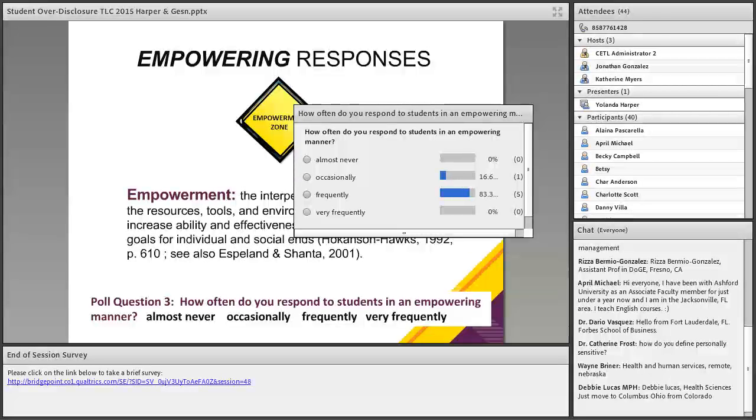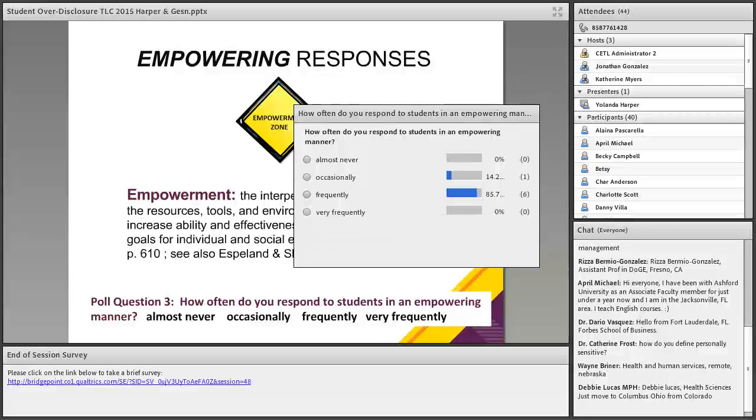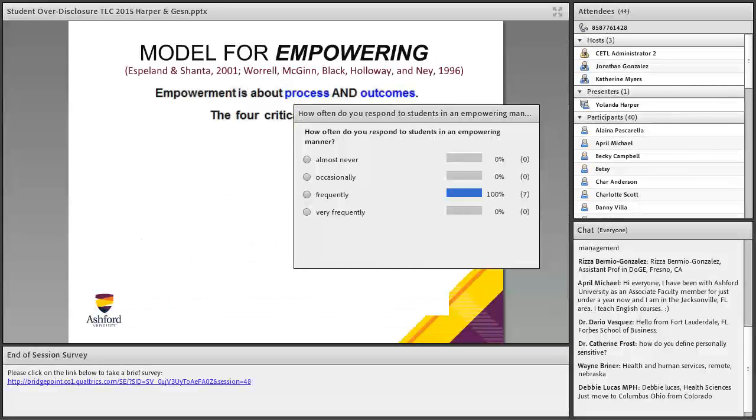Awesome. So our discussion in this session is going to be great because it looks like that is definitely our orientation as faculty, which makes sense. Okay, great. Thank you all.